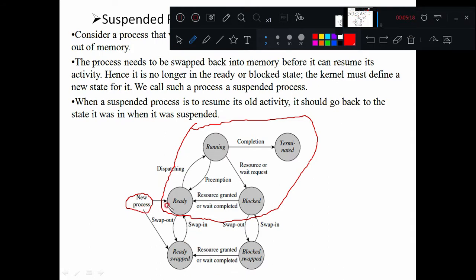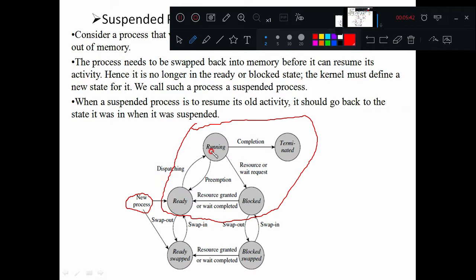A new process will always be in a ready state. Once the operating system creates an environment to execute that particular process, the ready state of the process will be changed to a running state. Because the CPU is allocated to that process and it starts running on the central processing unit, the state of the process becomes running.